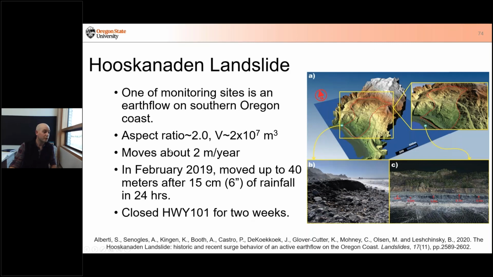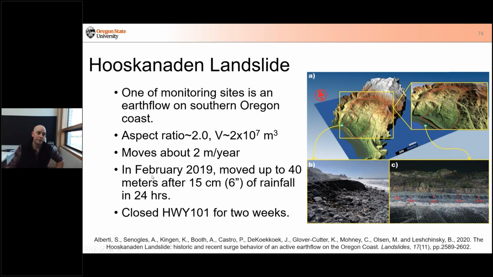I'll end with a very quick snippet here about my favorite landslide in the state. It's got a name that's a little bit difficult to pronounce, Muscanaden, and it is probably the most active and destructive landslide on the Oregon coast. It's an earth flow, so slow-moving landslide, very large, seasonally active every year, and it's got about 20 million cubic meters in its volume here. On a good year, it'll move 2 meters. On a bad year, 5 meters.